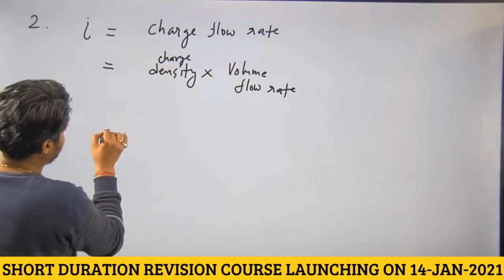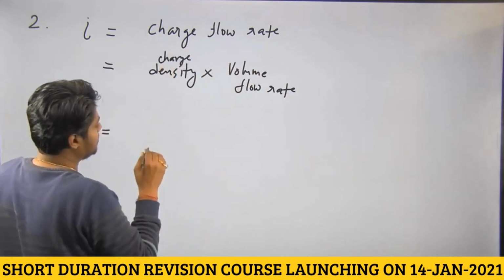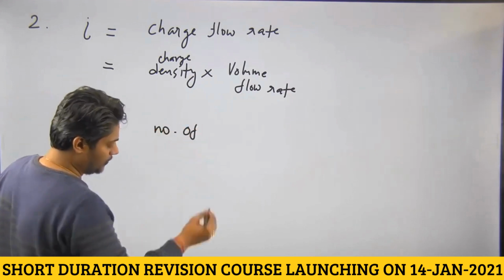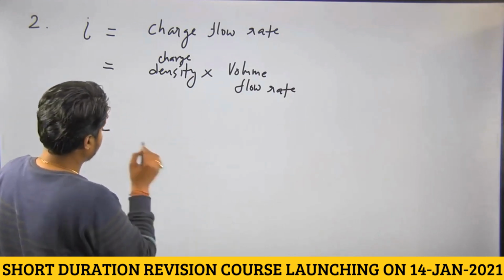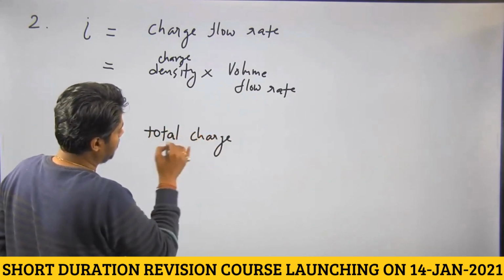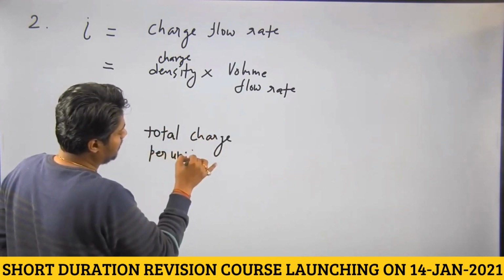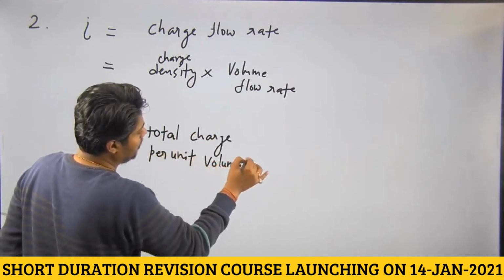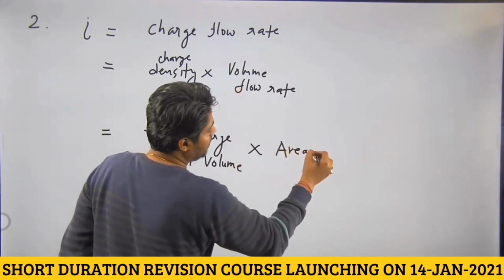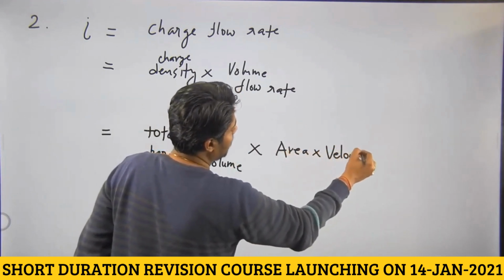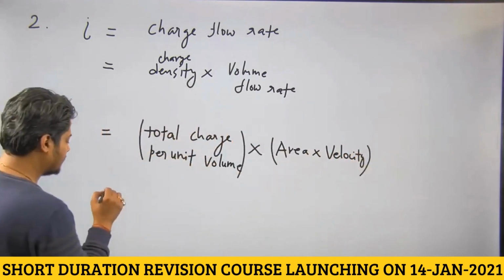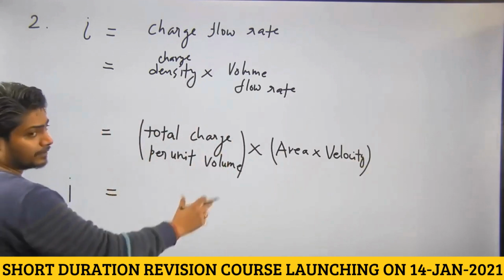Further, what is charge density and what is volume flow rate? Charge density is basically the total charge per unit volume, times volume flow rate, which you know is area into velocity, area into average velocity of the charges, and from here this will give us the relation between electric current and drift velocity.